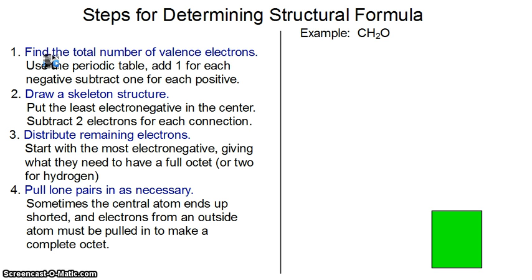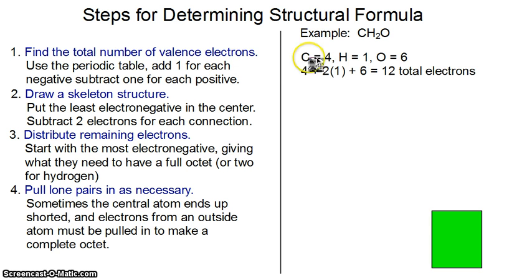If you look on your periodic table, carbon is in the 4th group, so we'll bring in 4 electrons. Hydrogen's in the 1st group, so it brings in 1 valence electron. And oxygen is in the 6th group, so it brings in 6 valence electrons. If there is a charge, if you're dealing with a polyatomic ion instead of a molecule, you're going to add 1 for each negative charge. So if it was 1 negative, you'd add 1. If it was 2 negative, you'd add 2. And you're going to subtract 1 for each positive. We'll work an example of this in class.